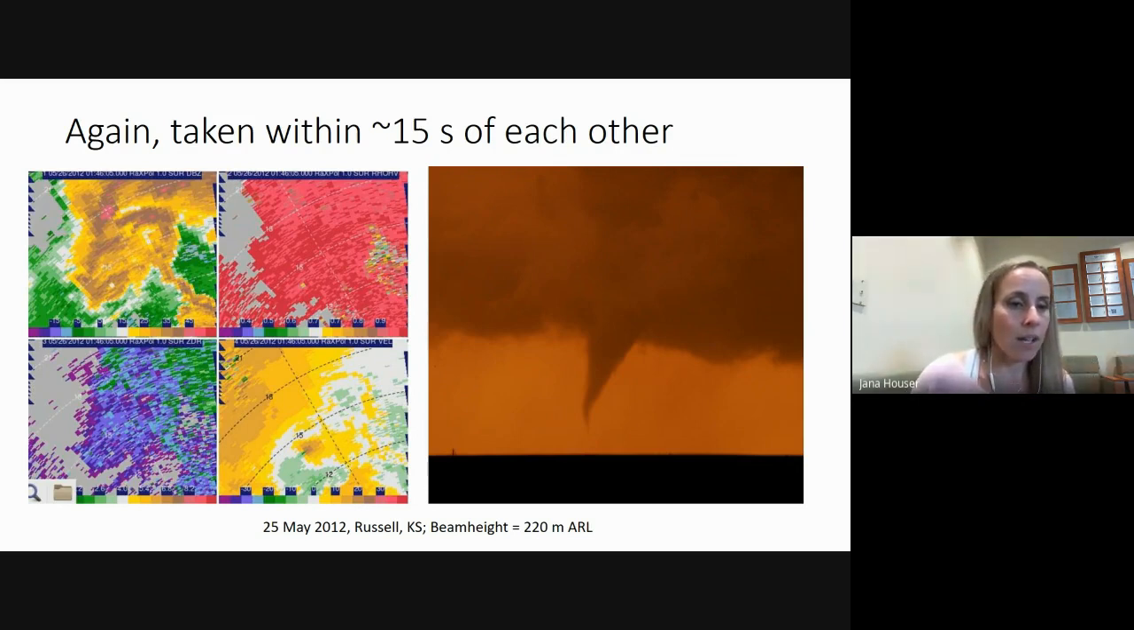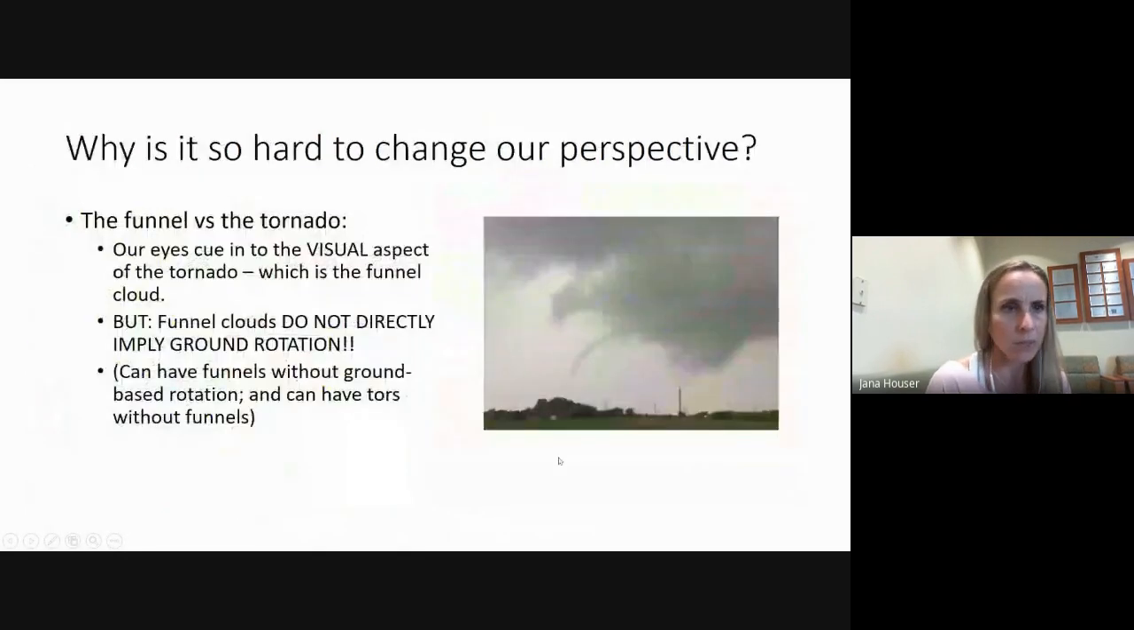So again, a little bit of hesitation here. If I were looking at this velocity signal, I might be hesitant to say, I don't know, I feel like that might not be quite a tornado. And yet we are seeing some evidence of lofted debris. This is where these dual pole parameters are particularly useful. And by the way, the beam height on this is about 220 meters above ground level.